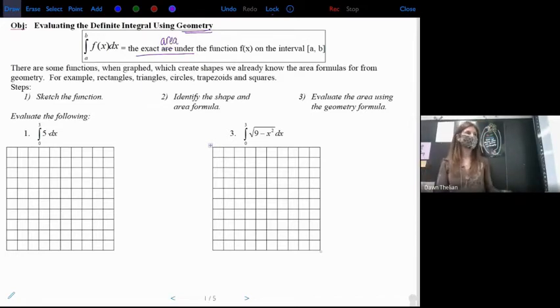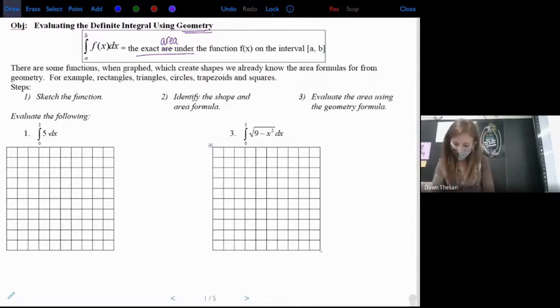So sometimes when you graph a function, you're going to create a rectangle, a trapezoid, a triangle, a semicircle. You already know the area formula for these shapes. So why overcomplicate it with a rectangular approximation method if you're just looking at one big rectangle or a semicircle? If the function creates a shape that you know, just find the area. That's the point of doing an integral.